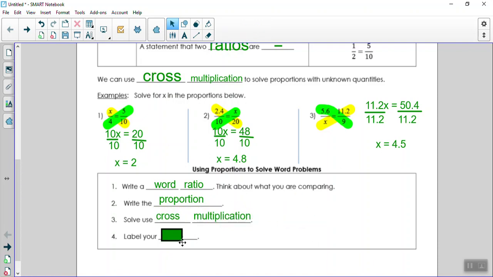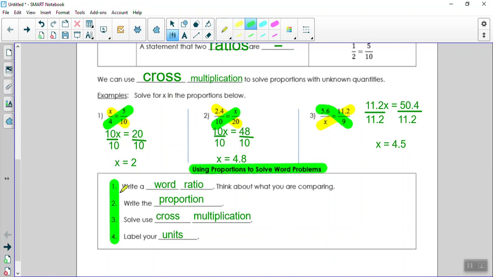Okay, and then our last step is to always label our units. Depending on our question, we might be talking about feet or inches or apples or boys or whatever. So we want to make sure we're labeling our units on our answer always. When you solve word problems using proportions, you need to use all of the steps that I'm about to show you to get full credit. You want a word ratio, proportion, show your cross multiplication, and label your units. Okay, let's get started.